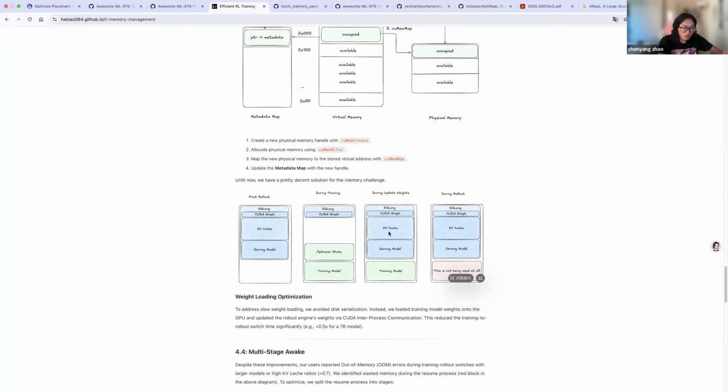CUDA graph actually takes a small portion of the GPU, like 1 or 2 GB. So in this sense, everyone is happy, right? We offloaded the parameters and the KV cache. We keep the CUDA graph, and the CUDA graph makes the rollout still fast. So that's what I think we have done.